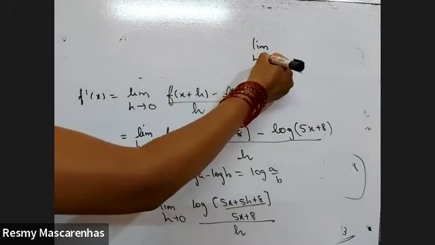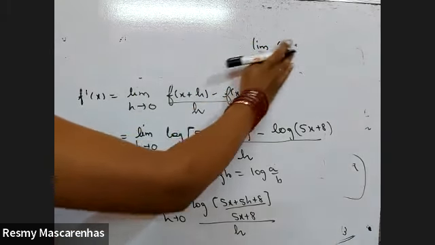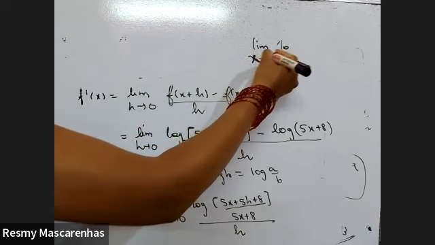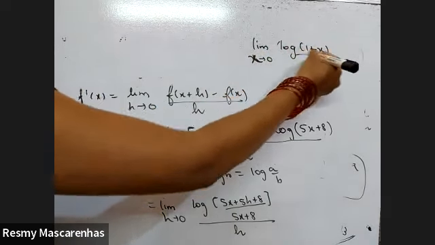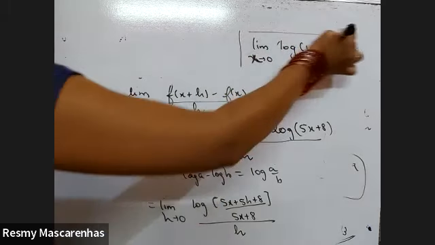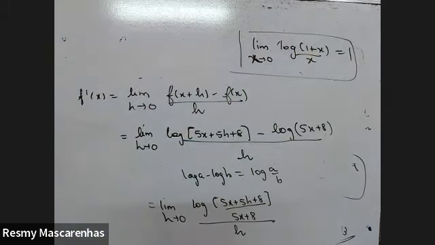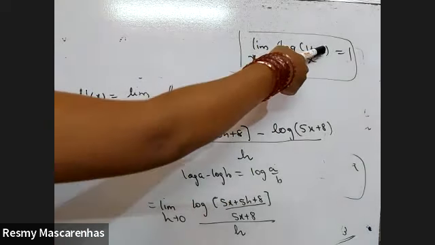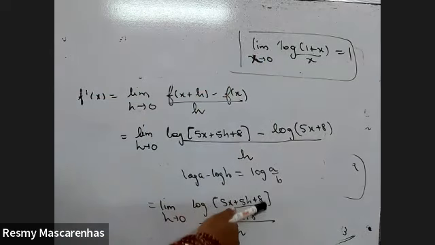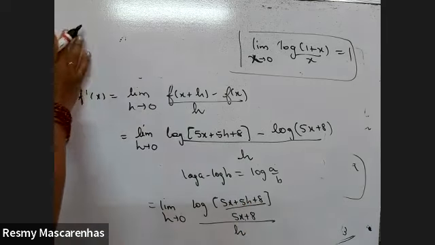Limit of log of 1 plus x upon x is equal to 1. This we have studied under limits. The only formula related to log which we studied under limits is this one. So 1 plus something upon that. If you notice here, there is no 1. So we have to do something to make one term of them 1. If you notice here, 5x plus 8 is there, here also 5x plus 8. So I'll just rearrange the terms. 8 I'll bring close, 5h I'll put on the other side.